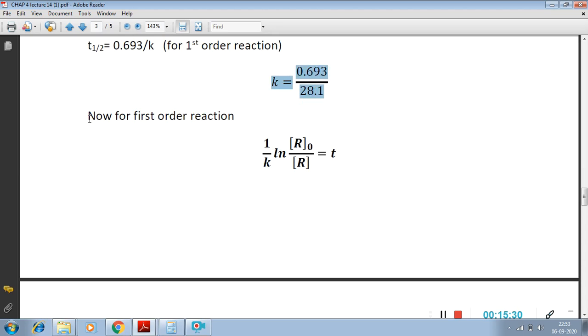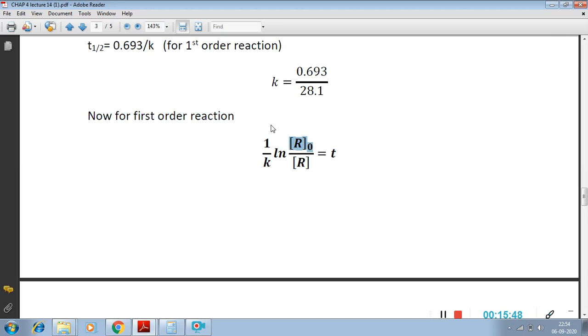Now for first order reaction, the same equation is here. Differential rate equation, 1 by K into ln R0 by R is equal to t. Now we have the t value here. We have the initial concentration.